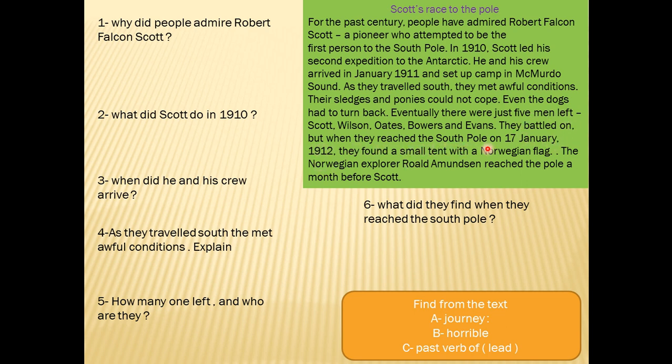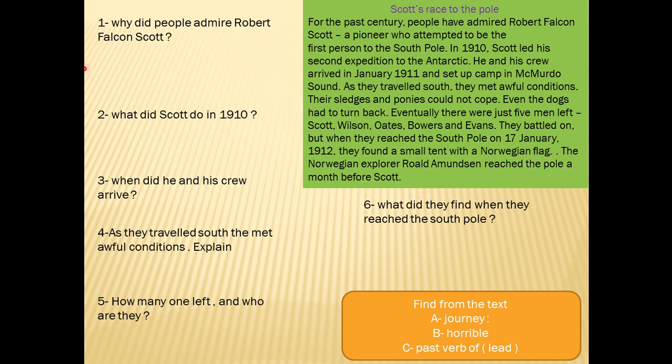But when they reached the South Pole on 17 January 1912, they found a small tent with a Norwegian flag. Yes, when they reached the South Pole, they found a small tent. That means there was someone else who arrived at the South Pole before them, with a Norwegian flag. The Norwegian explorer, Roald Amundsen, reached the pole a month before Scott. So Scott wasn't the first one to reach the South Pole, he was the second one.